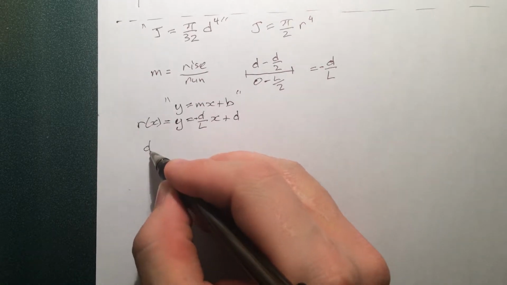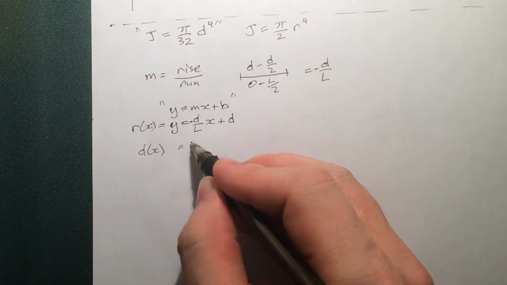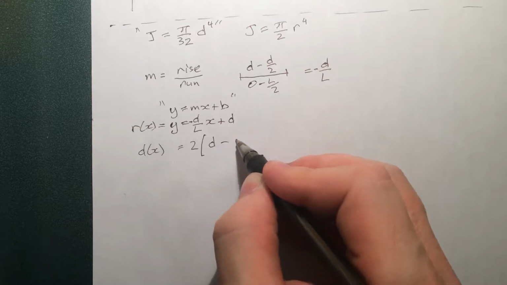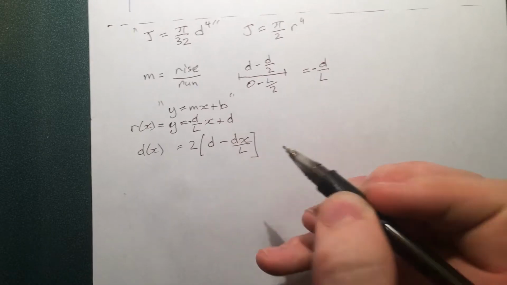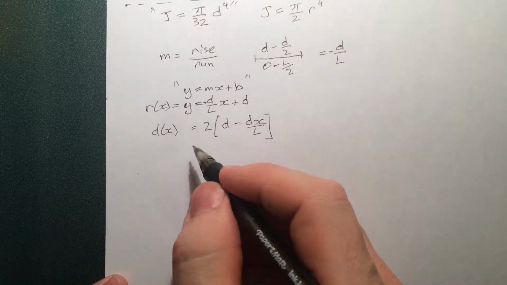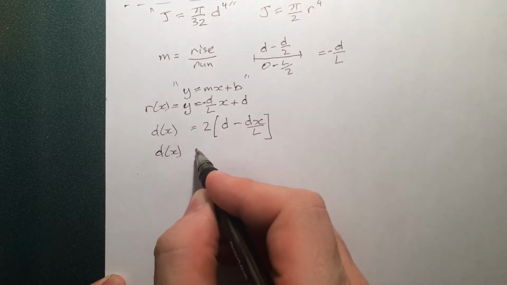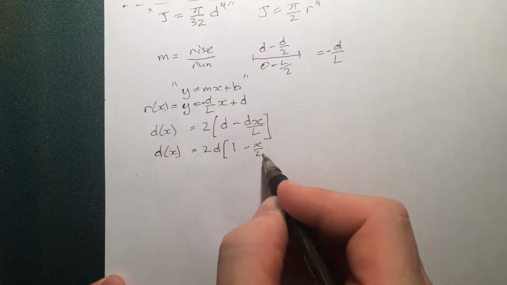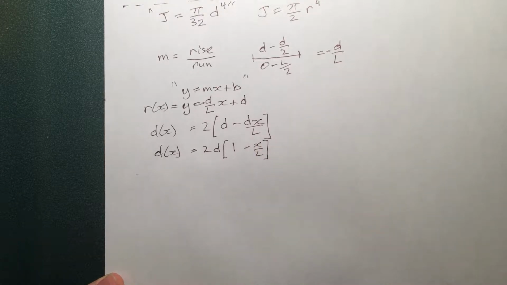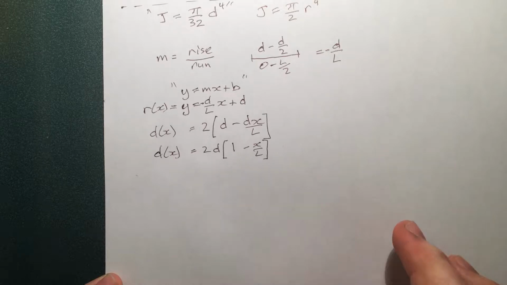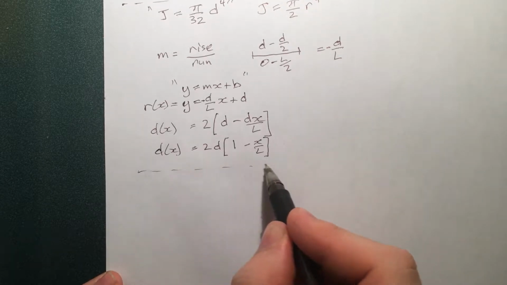So the diameter as a function of x is basically 2 times d minus dx by L. Okay, so factoring out a d, that's our equation for that first piece. All right, and then the diameter of the second piece is constant, so we don't really need to worry about that so much. All right, now into the polar moment of inertia of a thin section.